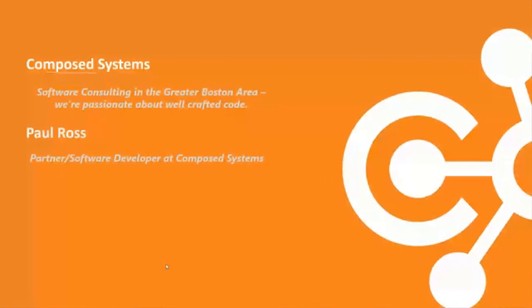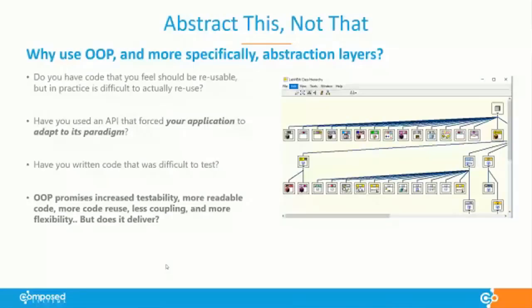So what am I talking about here today and why? We at Compose Systems all use object-oriented code pretty heavily. We use lots of abstraction layers. So why should you use object-oriented, and why should you maybe take some time to think about how you use your abstraction layers? Well, there are all these promises of object-oriented code, like reusability, making code that's easier to test, reducing coupling, things like that.